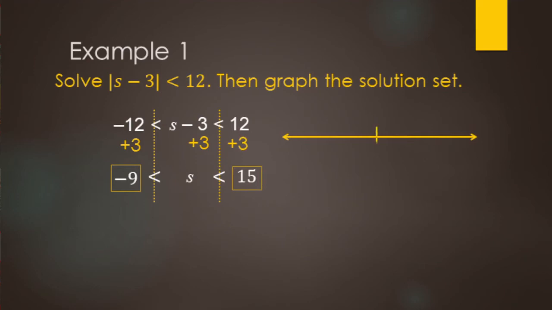And now for our number line, remember we like to have 0 and then any other important numbers, in this case negative 9 and 15. These are both strictly less than, so they are going to get open circles there and there. And then the s is between, so we're going to shade between the negative 9 and the 15.